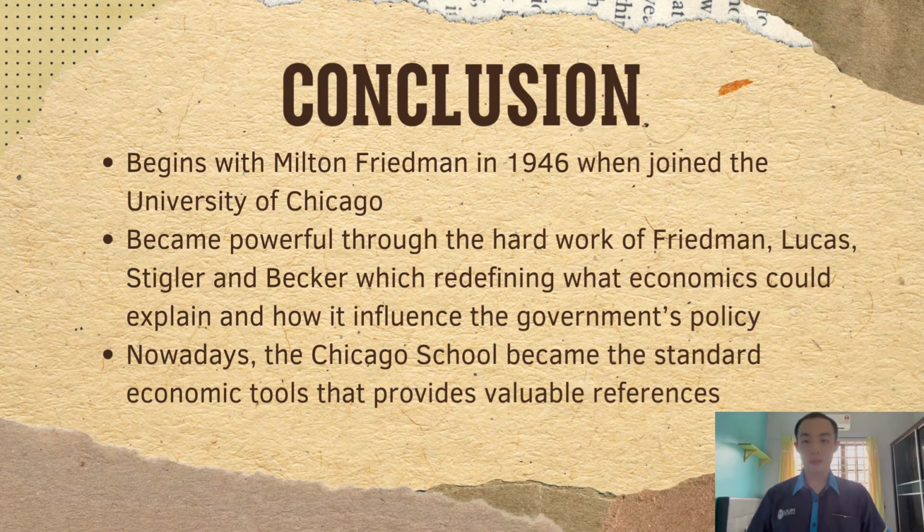That's all from me. For conclusion, this Chicago School of economic thought began with Milton Friedman in 1946 when he joined the University of Chicago. But this economic thought became popular and was proven meaningful because of Friedman, Lucas, Stigler, and Becker, who worked hard on redefining what economics could explain and how it played an important role in influencing the government's policies. Nowadays, the Chicago School has become the standard economic tools that provide reliable and valuable references.